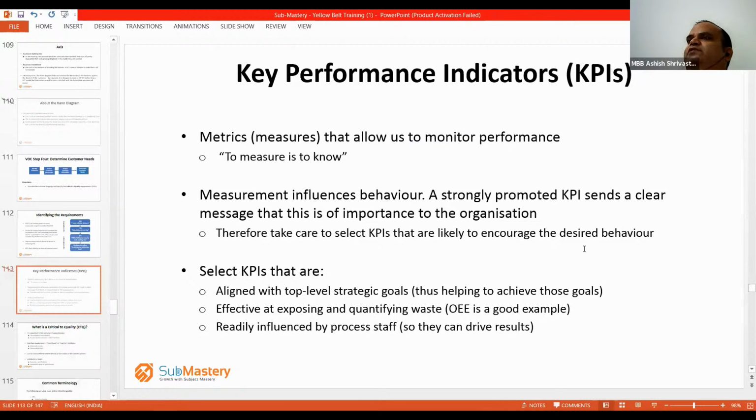Different companies use different KPIs for different departments. For example, you have a separate KPI for manufacturing, a separate KPI for the supply chain, for marketing, for sales, for finance, for HR. So different KPIs for different departments. Basically, these are the measurement metrics.